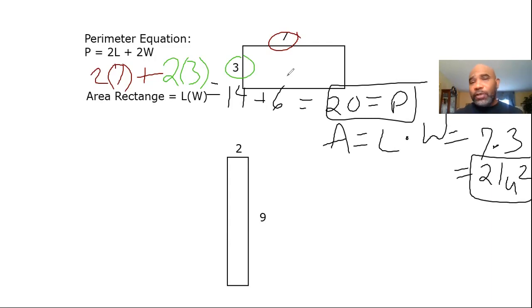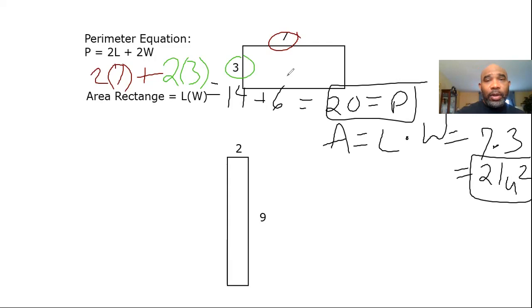Finally, very quick, pause the video, do that last one. You have a length of 2 and a width or height of 9. Calculate the perimeter and the area. All right, hopefully you guys have done that.